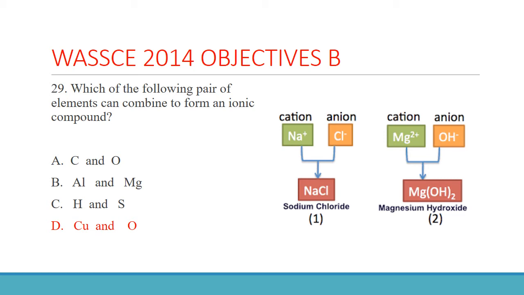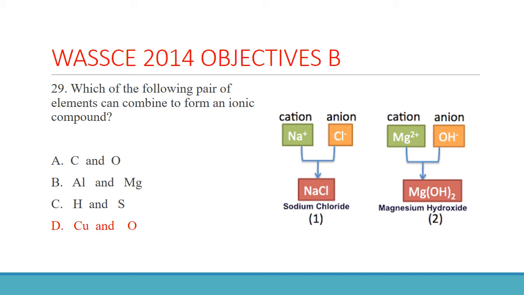So a typical example is what we have on the slide. You have a sodium ion, which is a cation, a positive ion. Then you have a chloride ion, which is a negative ion, an anion. They come together and form sodium chloride. That's table salt, normal salt, which is an ionic compound. So it tells you that an ionic compound is formed between a cation and an anion. It cannot be formed between two cations.